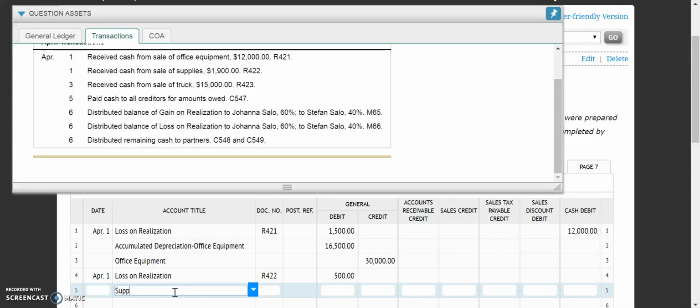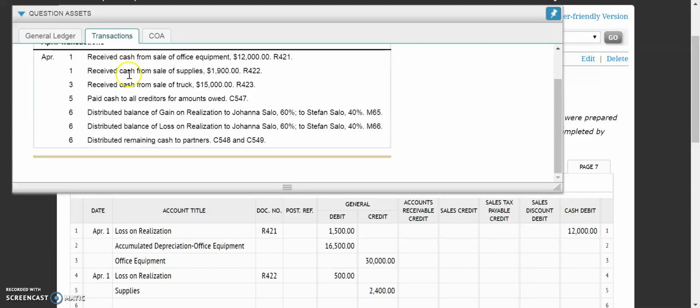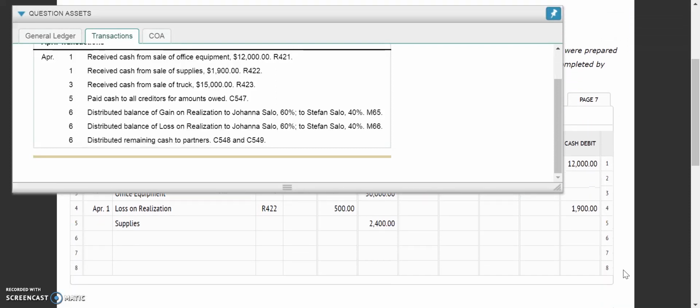Then we need to get rid of our supplies. Our supplies, remember, have a debit balance of $2,400, so we're going to credit that. And then we need to record how much cash we received. And if you remember, we received $1,900 in cash, so cash is going to be debited for $1,900. So that is our second asset that we're getting rid of.